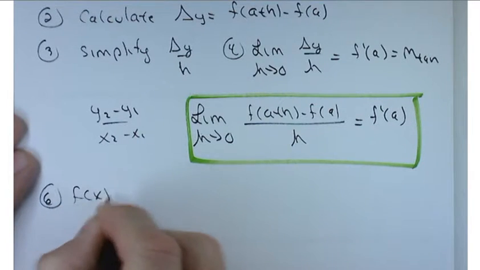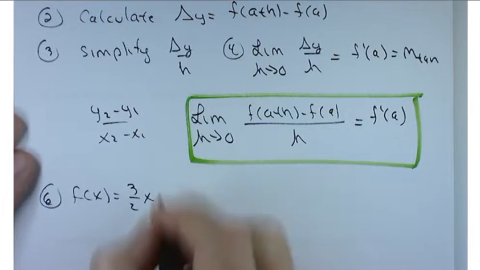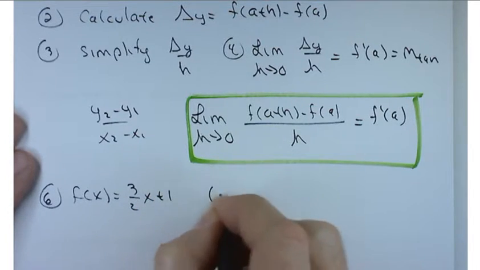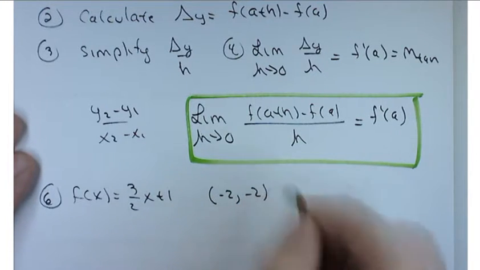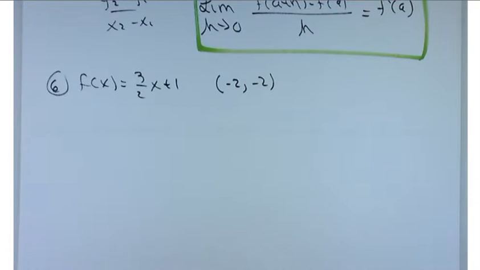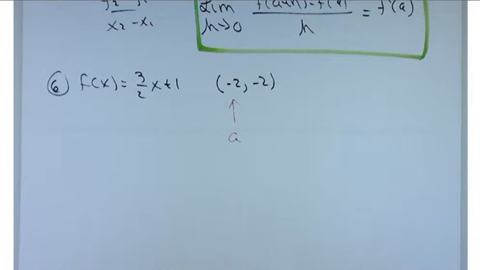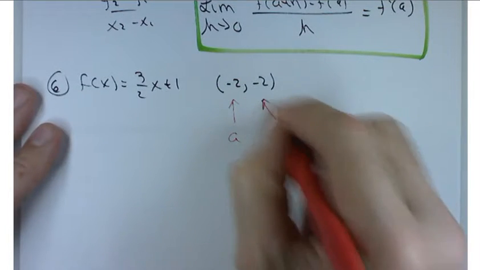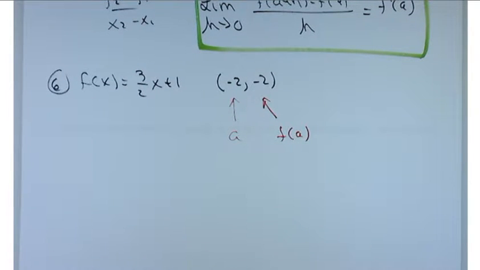F of x is 3/2 x plus 1. And they give you the point -2 and -2. So they're being kind of kind to you here. Let's understand what you're being given. That's your a, and this is f of a. So we've already got part of our first step handled.